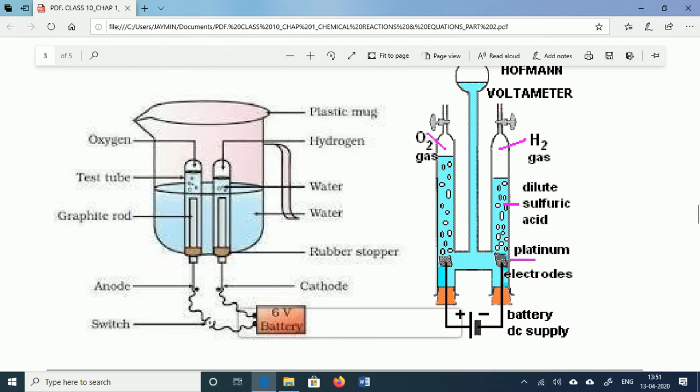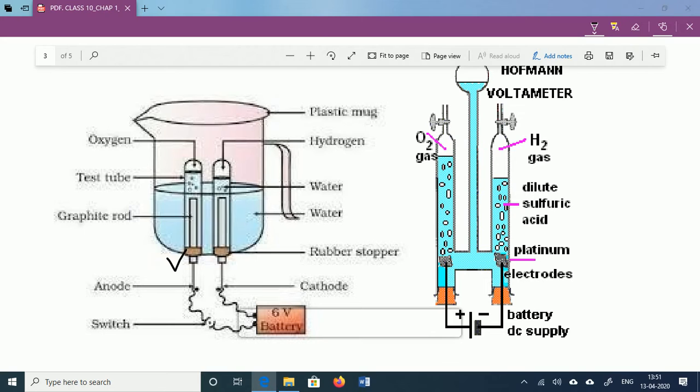Here the mug is there, and these are the two electrodes, connected to the 6 volt battery. One electrode is the anode, the second is the cathode. This one is the anode, this one is the cathode. Now we will place two test tubes in inverted position over the electrodes and start the electricity. Now what happens in this process?